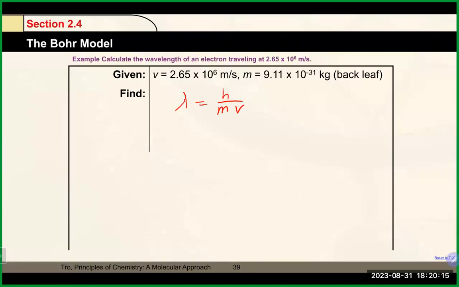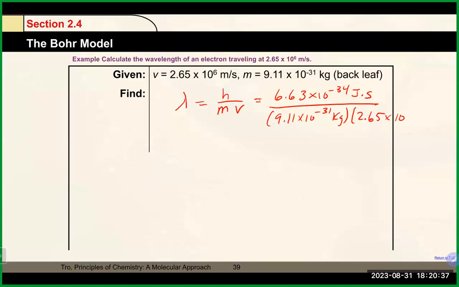So you might have to do some conversions, obviously, as you do this. So our h would be 6.63 times 10 to the minus 34 joules times seconds, divided by our mass, which in this case is in kilograms. And again, if it wasn't, you might need to do a conversion. And our velocity here is also in meters per second, which is really nice. So it's in the right units as well.